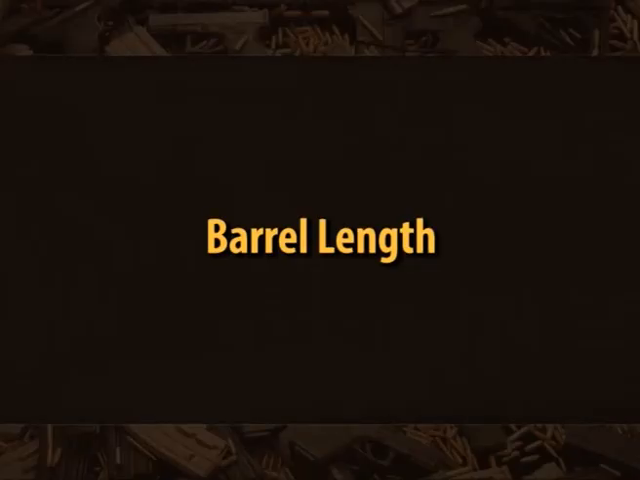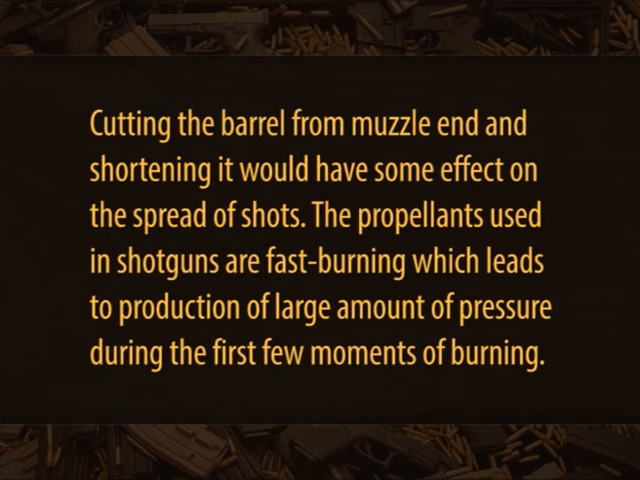Then comes the barrel length. Cutting the barrel from the muzzle end and shortening it would have some effect on the spread of shots. The propellants used in shotguns are fast burning, which leads to the production of a large amount of pressure during the first few moments of burning.